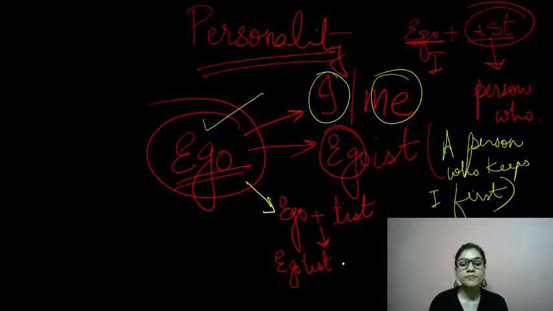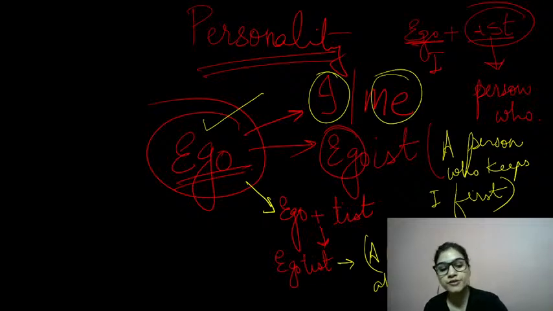An egotist is a person who always boasts about himself. A person who boasts about himself is an egotist, right? That all of this is happening because of me, India is doing so well because of me, we won the entire match because of me. So a person who always boasts about himself is nothing but an egotist, right?